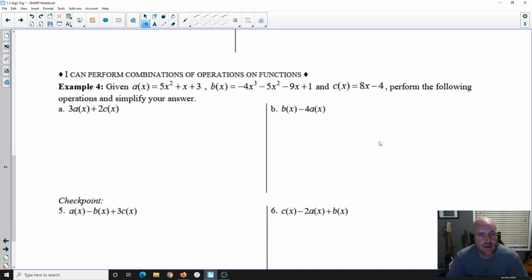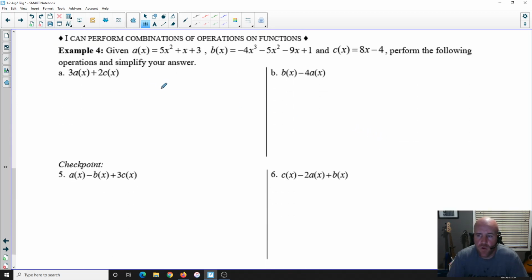Okay. Example 4, and we're almost done. Give us a function A, a function B, and a function C, and perform the following operations, and then simplify. So 3 times A, again, this is a scalar multiplication. We just take the 3 and we multiply all the terms of A, so I'm going to do that. So 3 times 5x squared is 15x squared. 3 times x, and then 3 times 3.